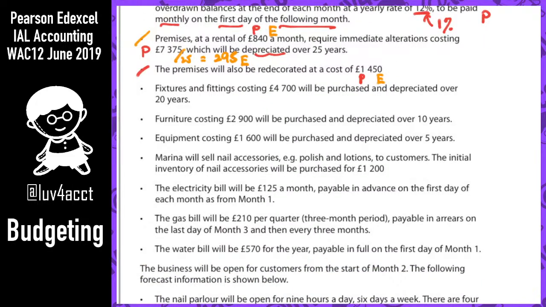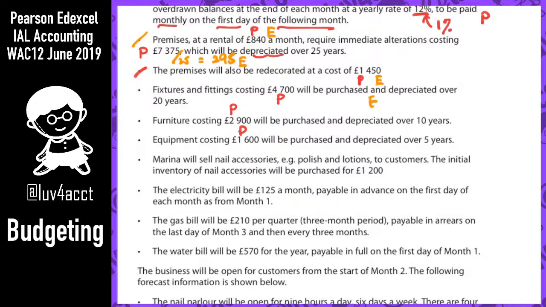Fixtures and fittings, furniture and equipment. Okay, these three are the same. They should be treated the same way. So let's see. Fixtures and fittings costing 4700, a payment. Furniture costing 2,900, a payment. Equipment costing 1,600, a payment. But then all these three should be depreciated, okay, over 20 years, 10 years, 5 years. So the expenses part will be the depreciation.